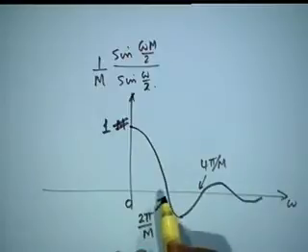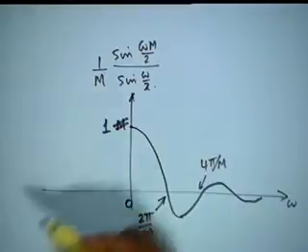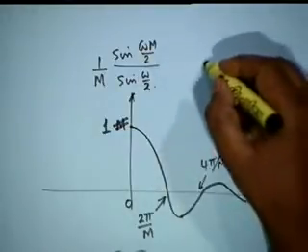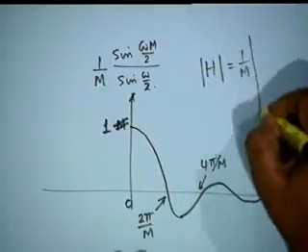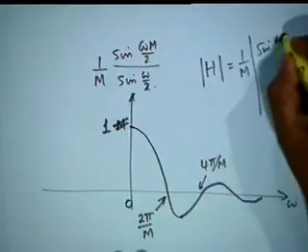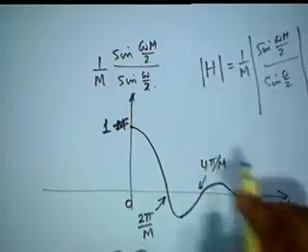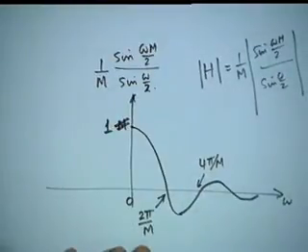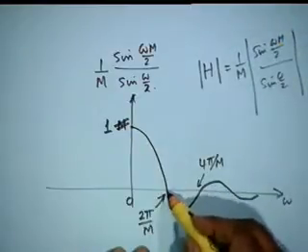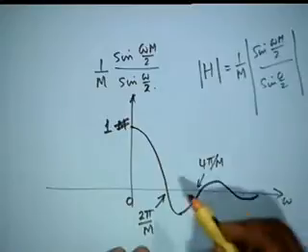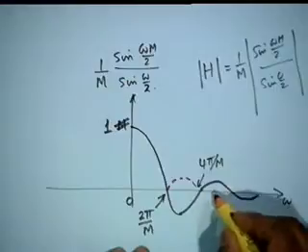So, the magnitude is not this, but you have to take its magnitude. The magnitude of capital H is equal to 1 over M times the magnitude of this quantity, sine of omega M by 2 divided by sine of omega by 2, and obviously the negative halves will flip over. So, the magnitude plot shall be like this.